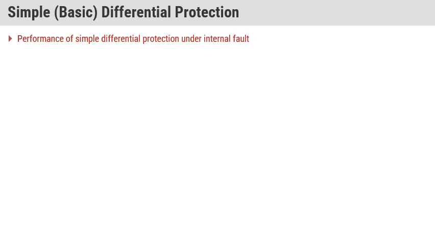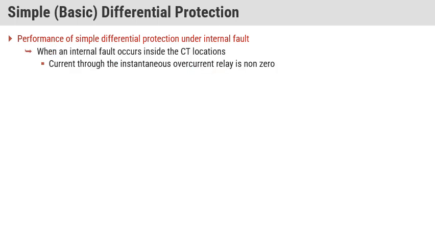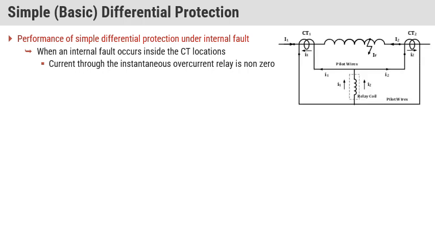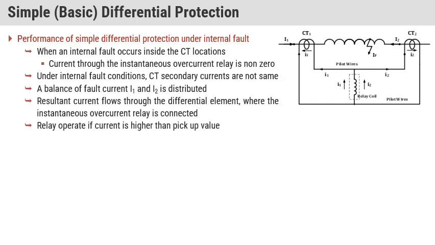And performance of the simple differential relay under internal fault. When an internal fault occurs inside the CT locations, the current through the instantaneous overcurrent relay is non-zero. Now we have a relay current, and under internal fault condition the CT secondary currents are not the same. A balance of the fault current, I1 and I2, is distributed, and a resultant current flows through the differential element where the instantaneous overcurrent relay is connected. The relay operates if the current is higher than the pickup value.